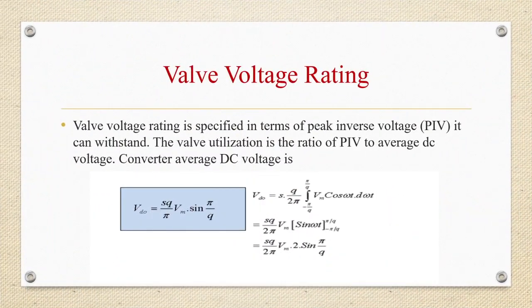So now let us see, first is valve rating, or valve voltage rating. Valve voltage rating is specified in terms of the peak inverse voltage it can withstand. Valve utilization is the ratio of peak inverse voltage to the average DC voltage of the converter. Converter average DC voltage is given by VDO equal to SQ by pi Vm sin pi by Q.